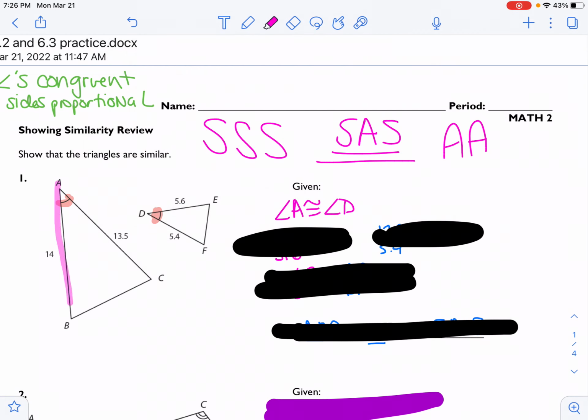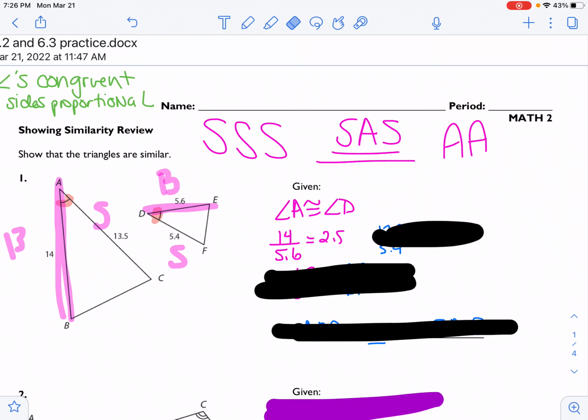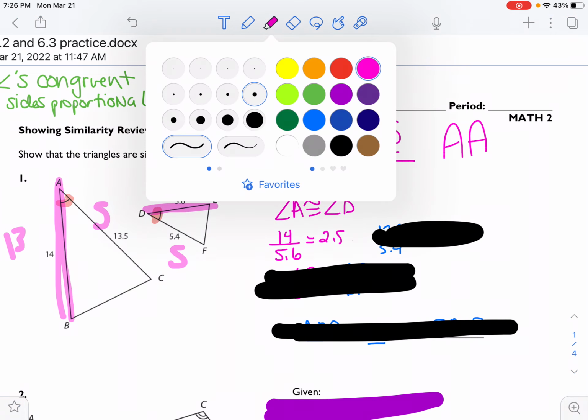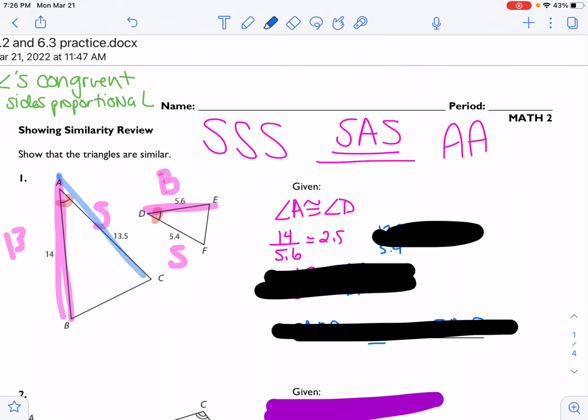So I'm going to look at 14, and you might say that matches with DF, but notice 14 is the big side, and 13.5 is the slightly smaller side. If you go to the other triangle, 5.6 is the big side, and 5.4 is the smaller side. So big has to go with big. So we could say 14 divided by 5.6, which is 2.5. Okay, and then we could do small divided by small. So 13.5 divided by 5.4. And hey, look, it's also 2.5, which proves they are proportional. They divide to have the same scale factor.